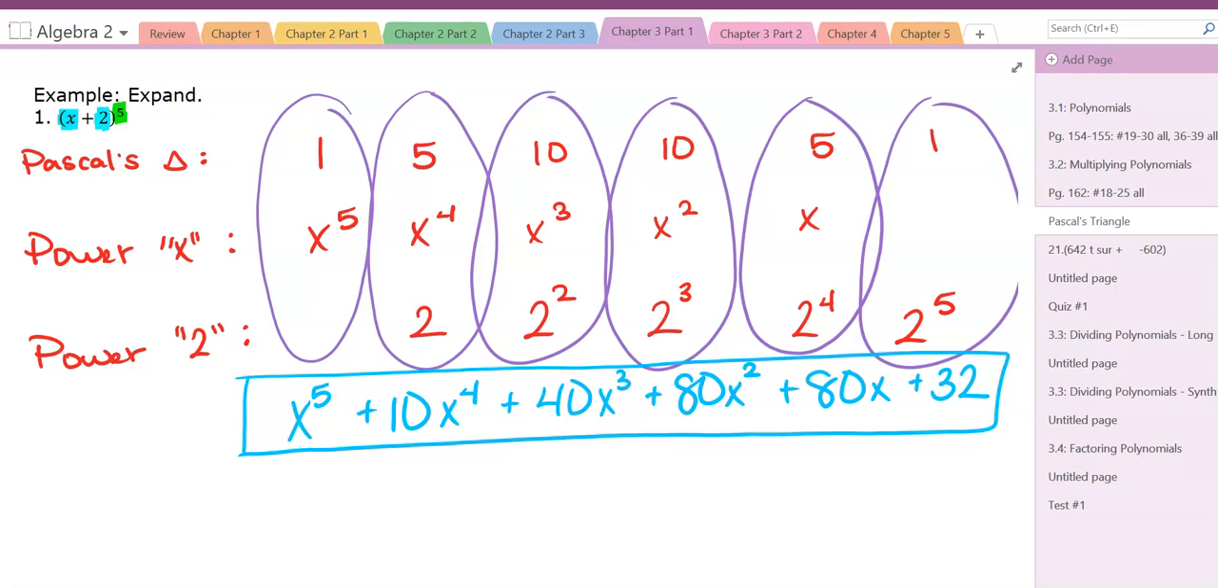Okay, so when I'm using Pascal's triangle, this is what I always do. I write out my coefficients. I write out my first terms, whether it's an x or whatever letter, and then I write out my second one. And I kind of just follow that same pattern there. Okay, let's go on to the second one on that same page.